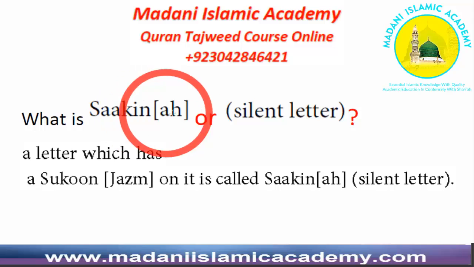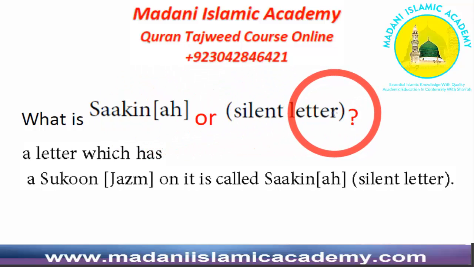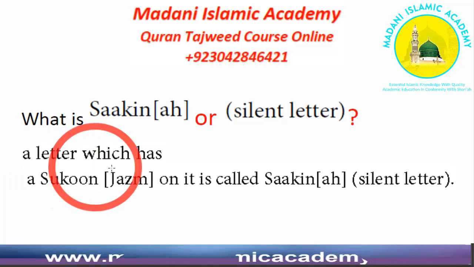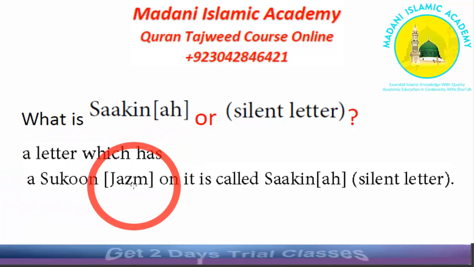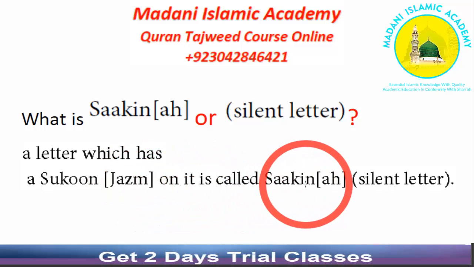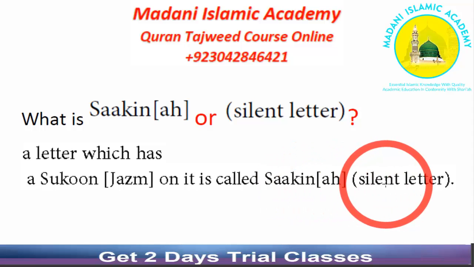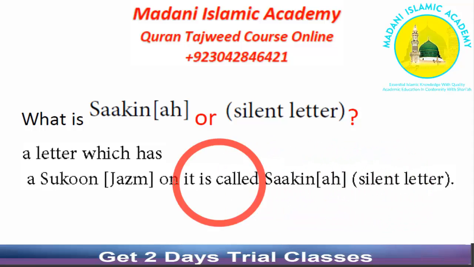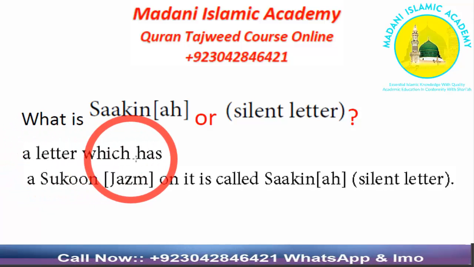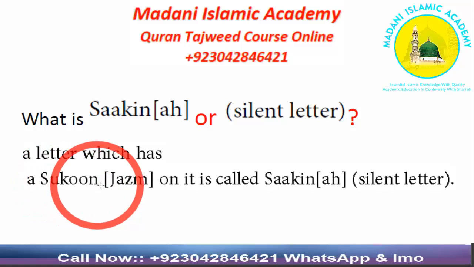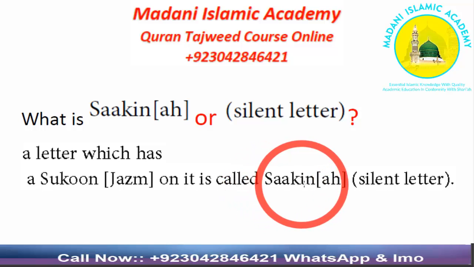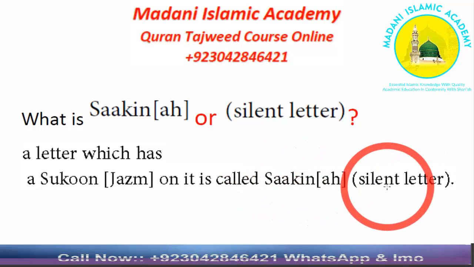What is Saakin letter or silent letter? Viewers, in an Arabic accent, a letter which has a sukoon sign or jazm sign on it is called Saakin letter or silent letter. I repeat, in an Arabic accent, a letter which has a sukoon sign or jazm sign on it is called Saakin letter or silent letter.